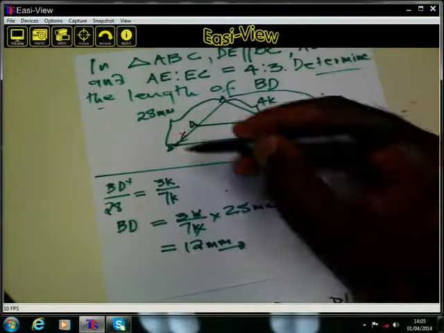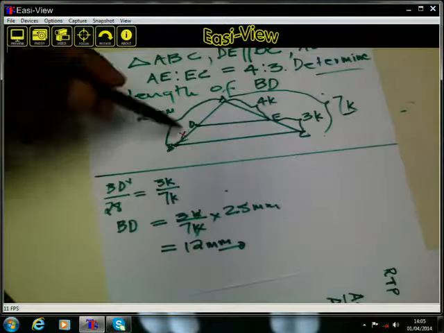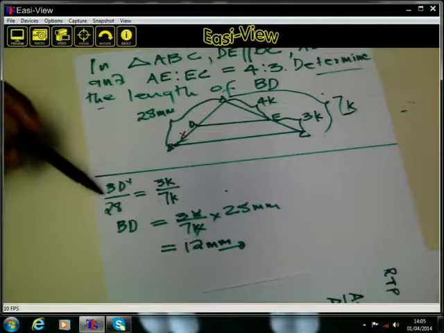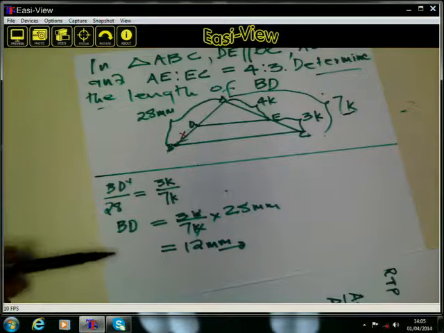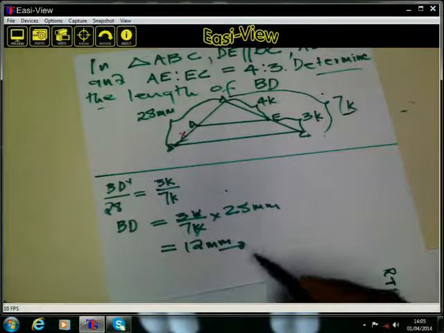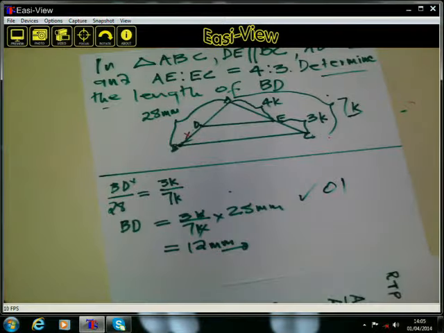But remember, this is what we are looking for. So every time when you represent this, make the unknown the subject of the formula. And that is basically what I do. I mean, that is basic mathematics. I don't think we can get it wrong there. But unfortunately, this was just a one mark question. It was just a one mark question.